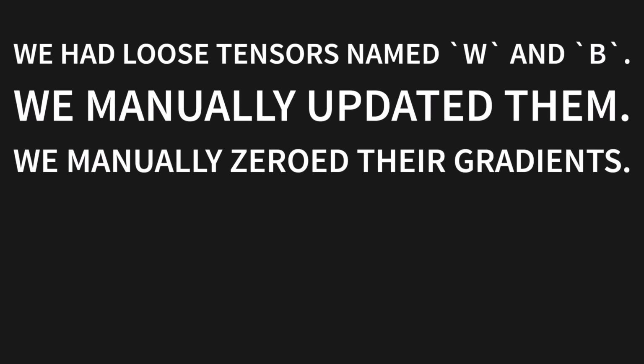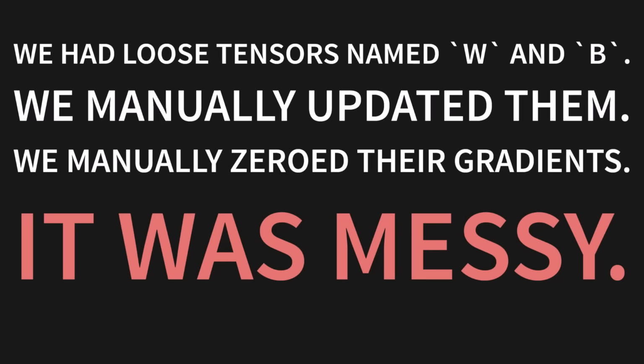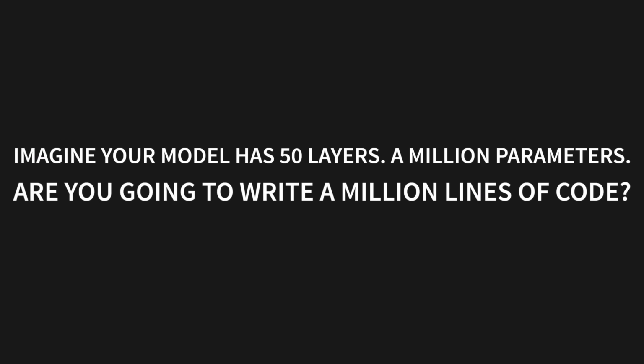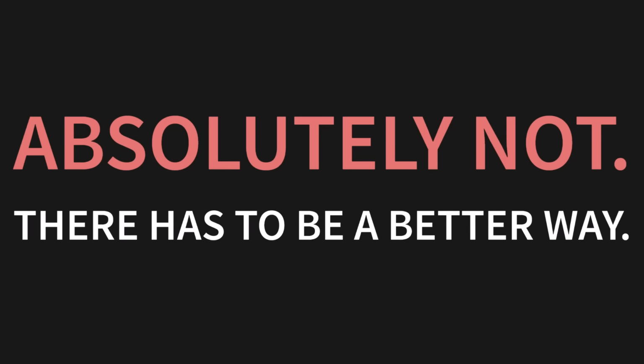It was amazing. But let's be honest. We had these loose tensors named W and B. We had to manually update them. We had to manually zero their gradients. It was messy. Now, imagine your model has 50 layers, 1,000,000 parameters. Are you going to write 1,000,000 lines of code? Absolutely not. There has to be a better way.